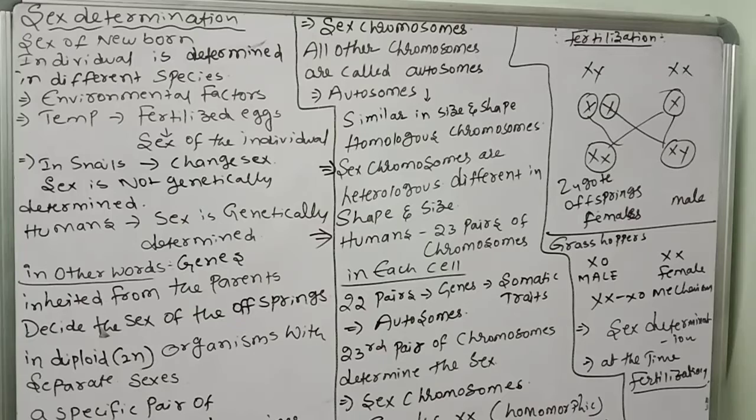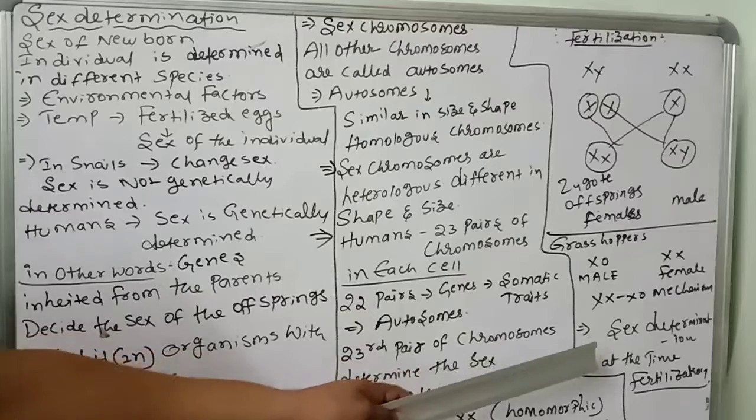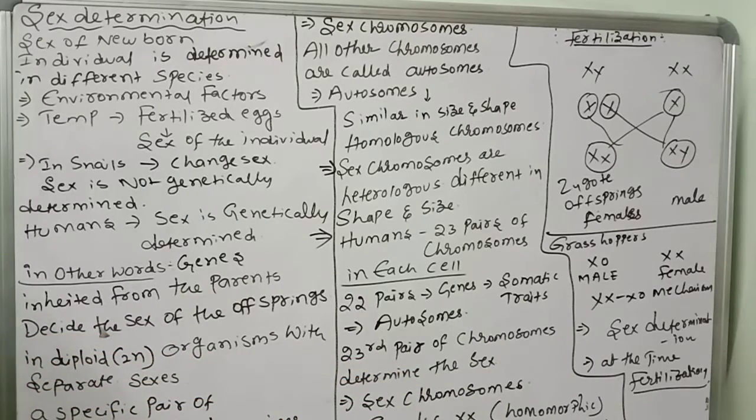So at the time of fertilization, observe very carefully. The determination of the baby's sex at the time of fertilization, or the mechanism by which the sex of an individual is determined at the beginning of life, is called sex determination. So these kinds of concepts are there in your lesson, sex determination. So what are the need bits to discuss here?